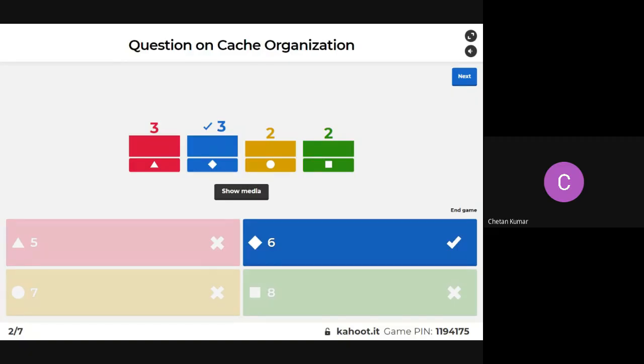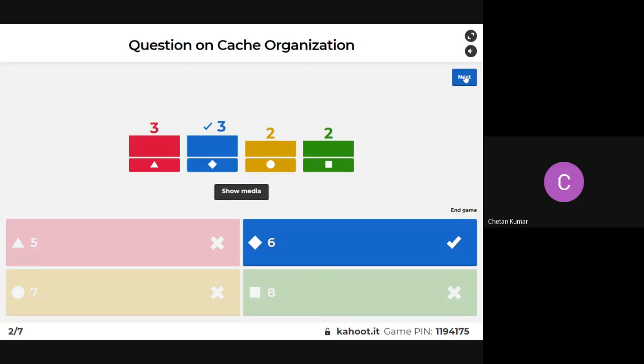1024 bytes, and each block has two words, 32 bits each, so 64 bits. 64 bits means how many bytes? 8 bytes. So 1024 by 8 will give you 128 blocks. But it's a two-way associative, so two blocks will make one set, and you'll get 64 sets. 64 sets will require 6 bits for index. That's how you solve the problem.